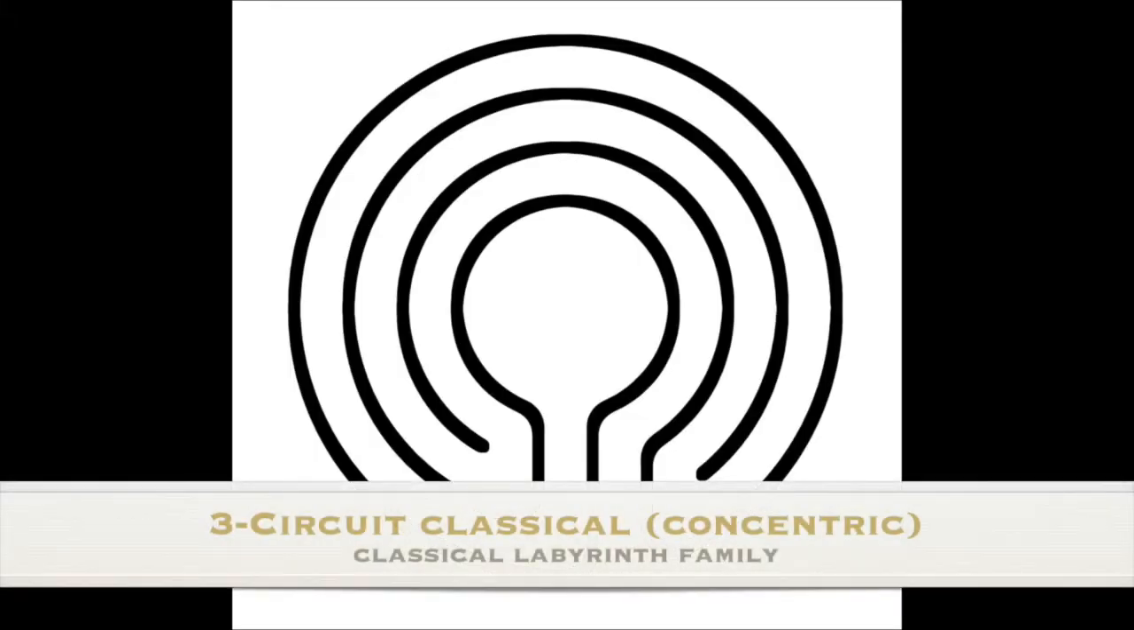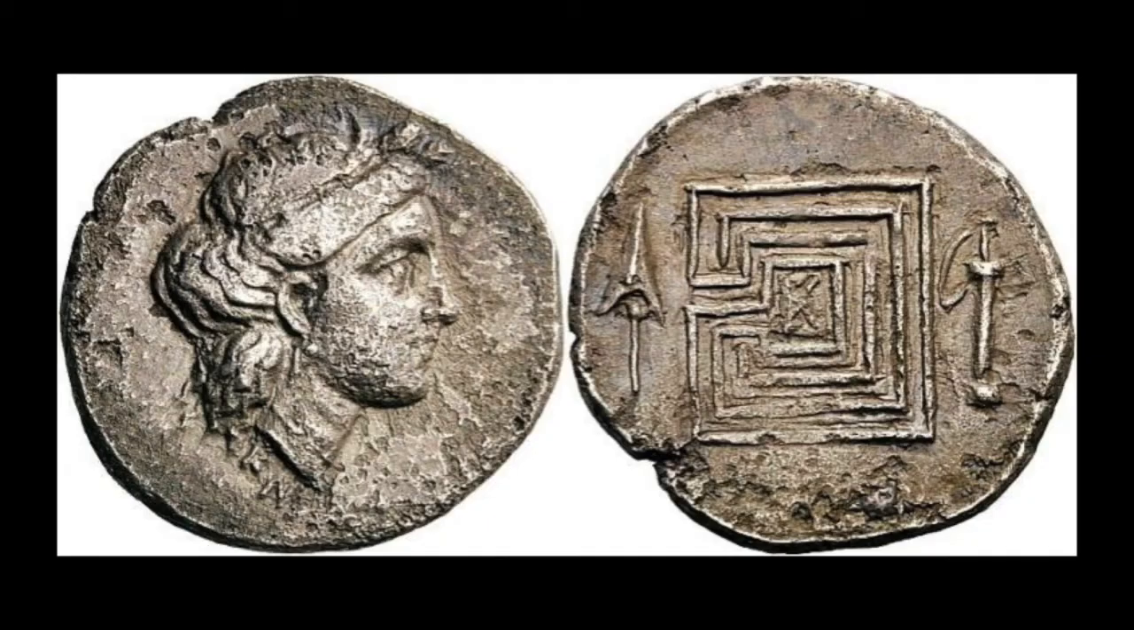This is a three-circuit classical labyrinth, now made with concentric circles instead of with the seed pattern. So you can see 4 circles create 3 circuits, and an example of the three-circuit classical labyrinth is found on the Cretan coins. You can see this is a square version of it, but it follows the same path layout in terms of the entry into the circuit closest to the center and then out and meandering back in again.